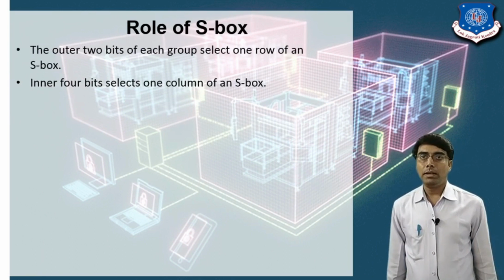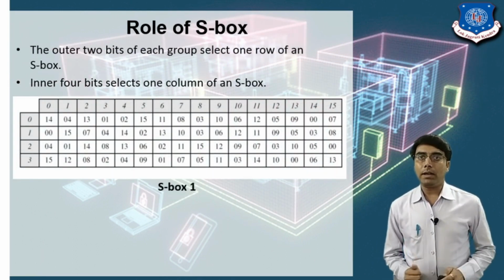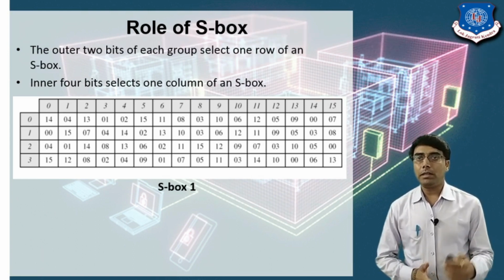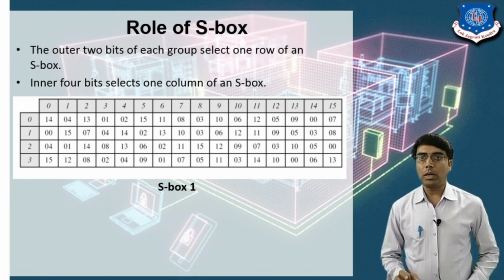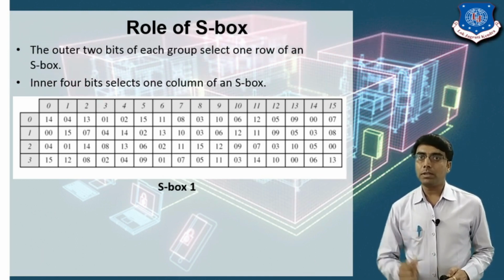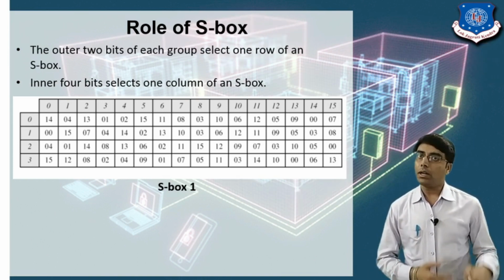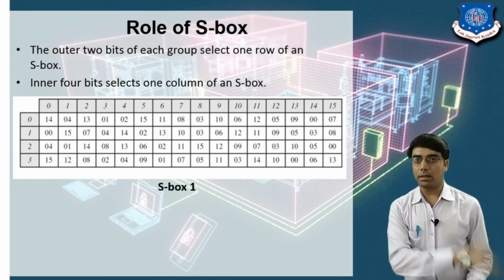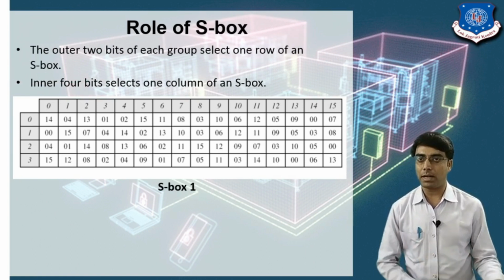Now here, for each and every S box, there are different predefined tables. If you consider the first S box, there is one table for the first S box, another table for the second S box, another table for the third S box, and so on. Each and every S box has a different table.